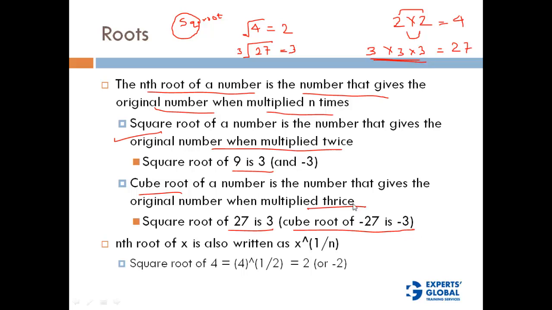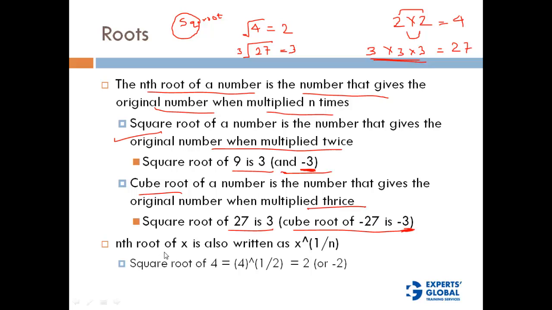Similarly, cube root of a negative number is going to be negative, whereas square root of a positive number can also be negative. Square root of a positive number can be negative, or rather there are two square roots, whereas cube root of a negative number is only one and it is always negative.